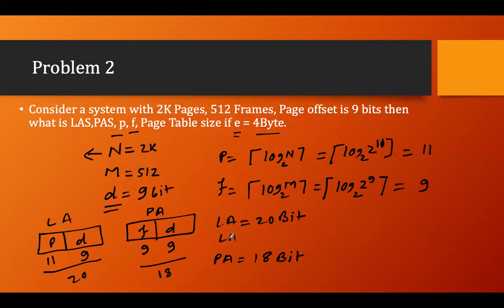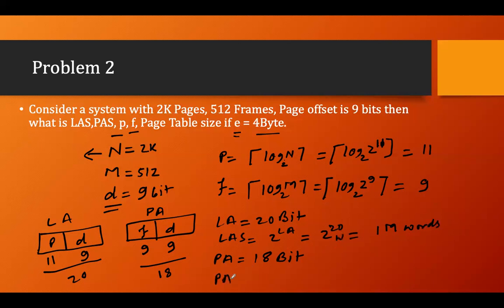So what is logical address space? It will be 2 to the power of logical address. So it will be 2 to the power of 20. What is 2 to the power of 20? It is 1 mega. 1 mega words. Right? 2 to the power of 20 words.